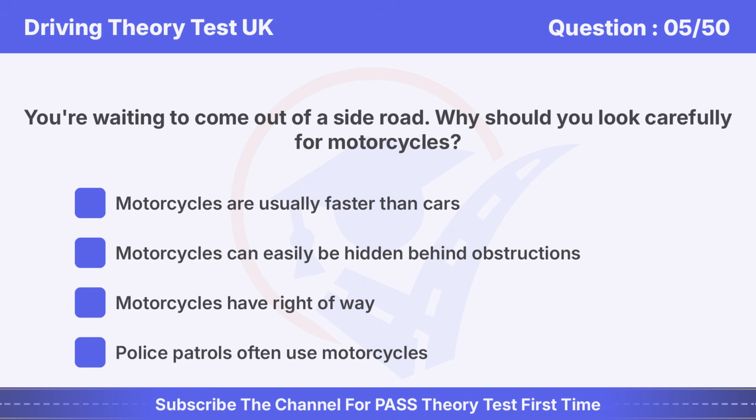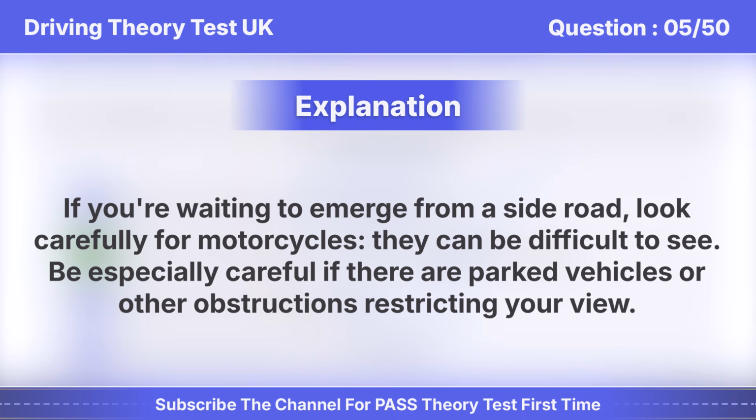Question 5. You're waiting to come out of a side road. Why should you look carefully for motorcycles? Answer is B. Motorcycles can easily be hidden behind obstructions. If you're waiting to emerge from a side road, look carefully for motorcycles. They can be difficult to see. Be especially careful if there are parked vehicles or other obstructions restricting your view.